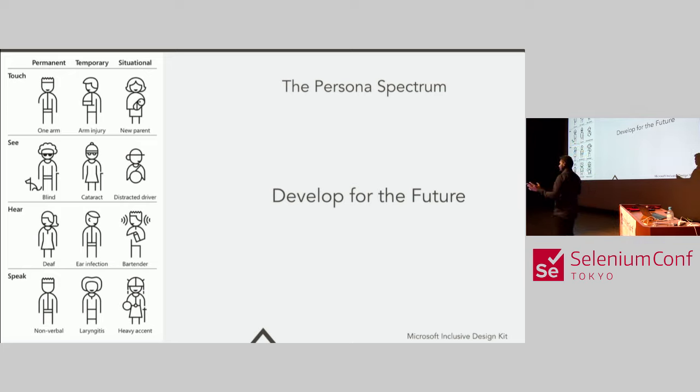There are different persona spectrums that you can think of, like permanent, situational, and temporary. So for touch, you can say a permanent impairment could be someone with one arm, then someone with an arm injury, and someone like a new parent, just like me, who can have a baby in hand and then try to navigate your application using a keyboard.